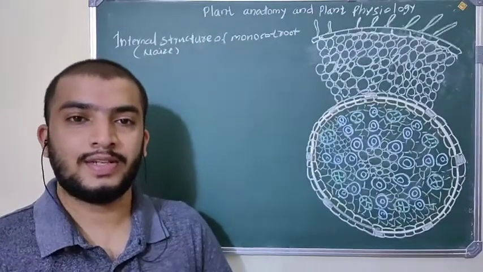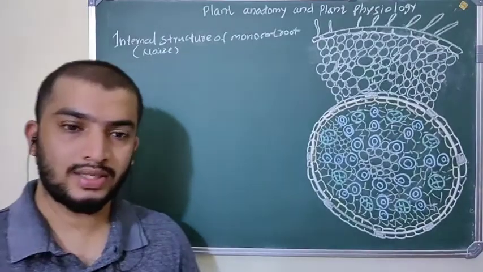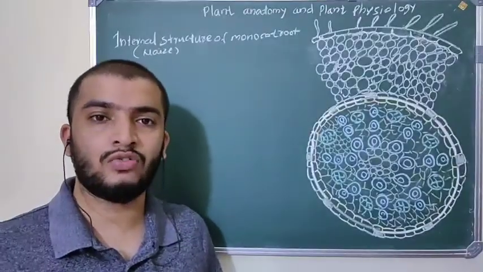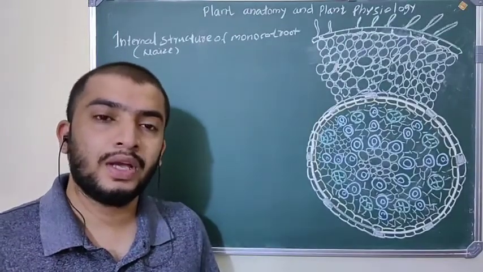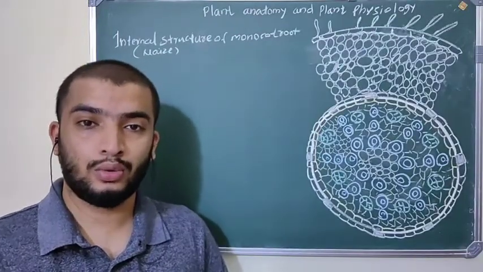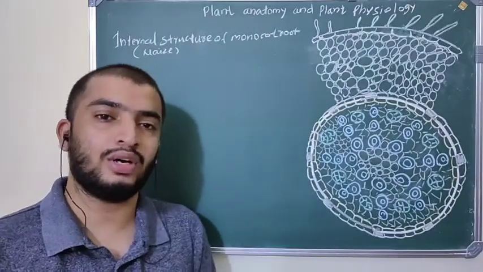We were discussing plant anatomy and plant physiology. Last class we covered the internal structure of the dicot root. Today we are going to study the internal structure of the monocot root. I already told you what a monocot plant and a dicot plant are.